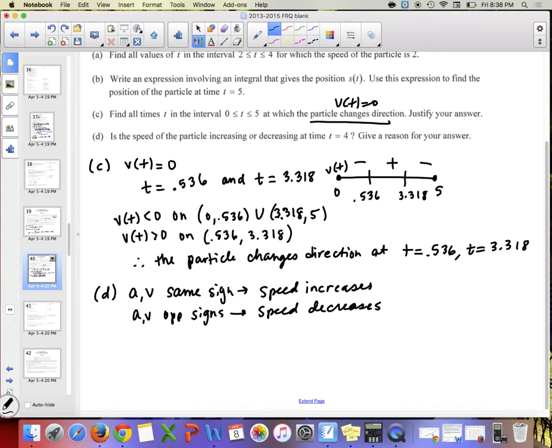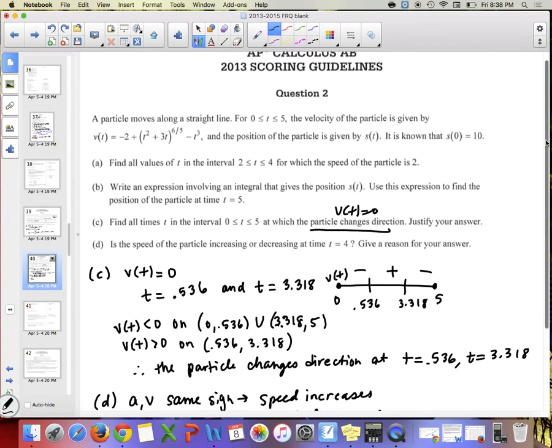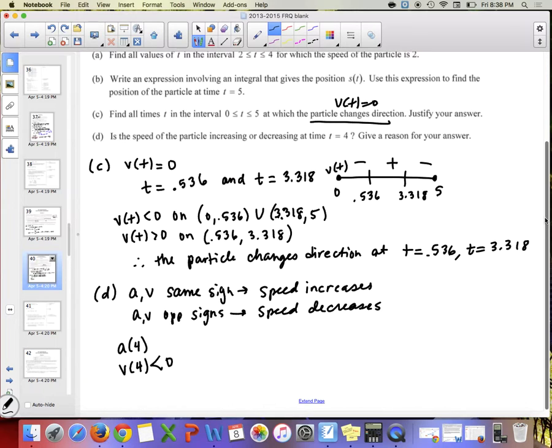All right, so we need to figure out at time 4 what's happening. So I need to find the acceleration at time 4 and the velocity at time 4. Now the velocity at time 4, I actually already found right here, it is negative. So we're just worried about whether it's positive or negative. And you could go to your chart and you could find it. Now the acceleration is going to be the derivative of the velocity function, which is kind of complicated. Look at your velocity function. That would involve a chain rule. It would be a little bit messy, and then plugging in 4 would not be fun as well.